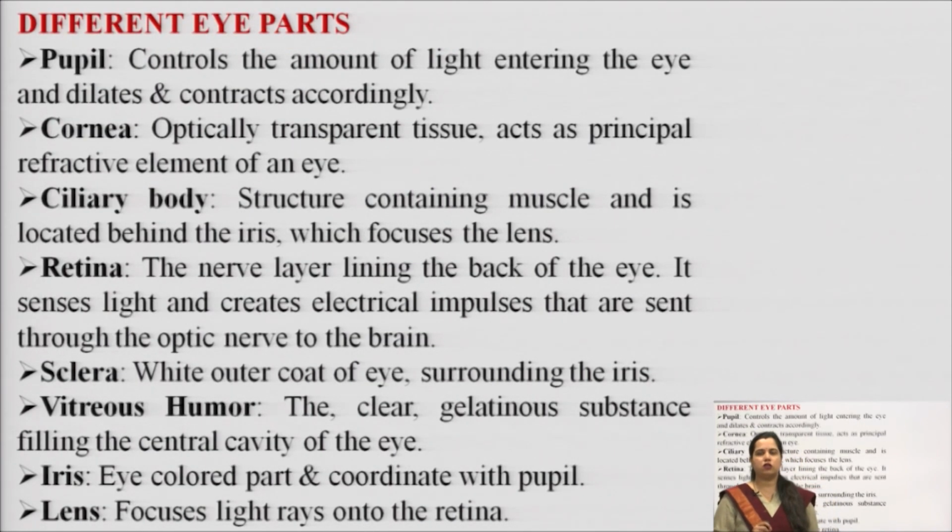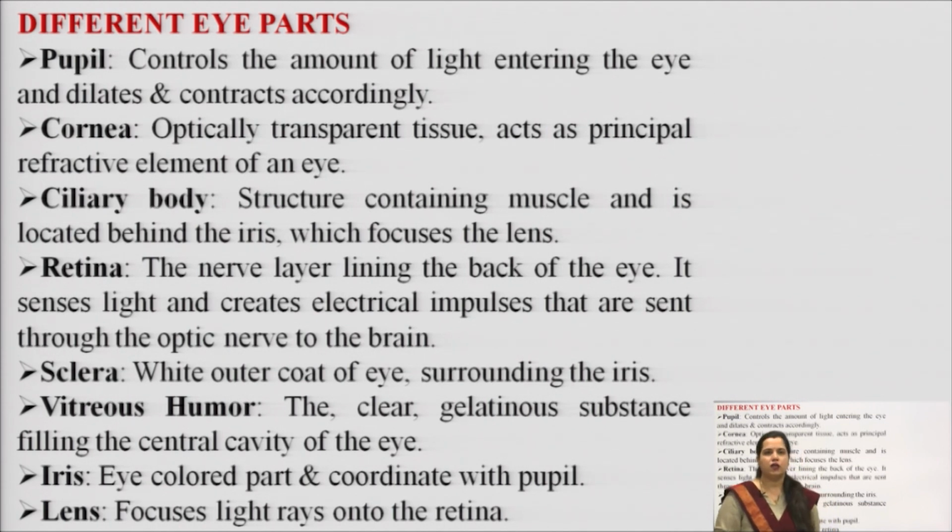There are different parts in the eye. So, one by one we will have a look. First is the pupil. It controls the amount of light entering the eye and dilates and contracts accordingly, right. The function of the pupil is to dilate and contract according to the condition. Cornea, it is an optically transparent tissue and acts as the principal refractive element of the eye, right. Ciliary body, it is a structure which contains muscle and is located behind the iris, which focuses the lens.